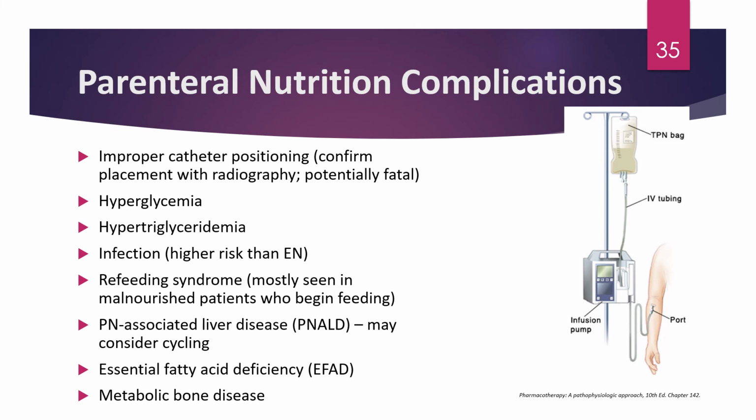We have hyperglycemia and hypertriglyceridemia, which are similar to enteral nutrition. We have infection risk, which we mentioned is a result of the fat emulsion, fungemia risk, as well as the central line being in a patient. There's much more risk of a central line infection as a result of a central line than there is a peripheral line infection as a result of a peripheral line.